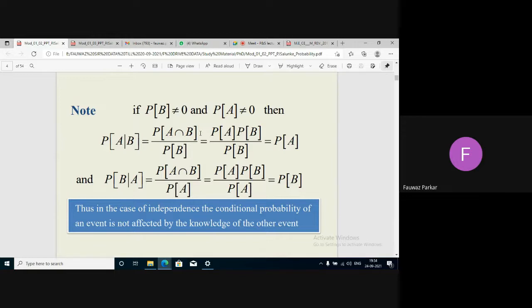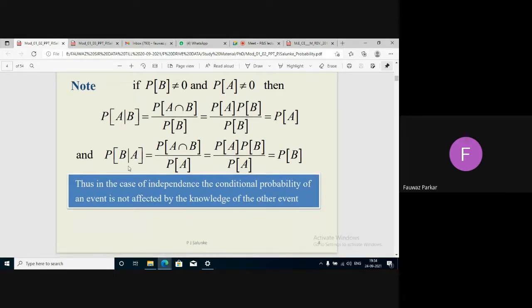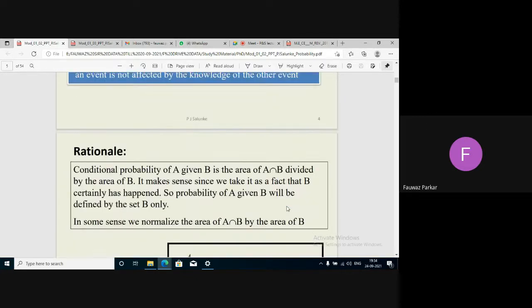So we can write it separately, because again, assuming they are independent, I'll discuss the various clauses of independence later. This can simply be written as the probability of A into the probability of B, divided by the probability of B. So ultimately the probability of B will cancel out, and it is nothing but the probability of A in general terms, if they are independent. Similarly, the probability of B under the condition that A has occurred can be written. Thus, in case of independence, the conditional probability of the event is not affected by the knowledge of the other event. What independence is, we'll discuss.